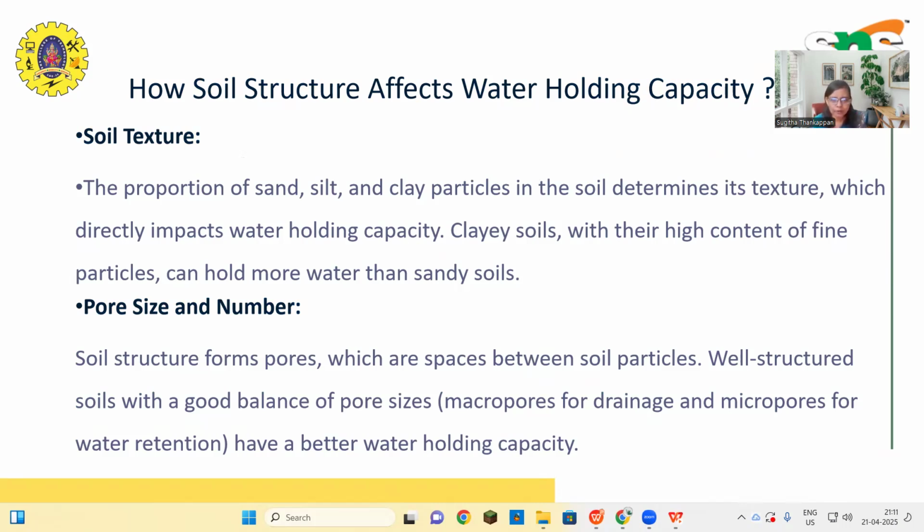So what do you mean by macropores? The size will be more, and for micropores, the pore size will be less. Both sizes of pores are very important, as macropores are important for drainage. The excess water will be drained out, and micropores are very crucial for retention of water.